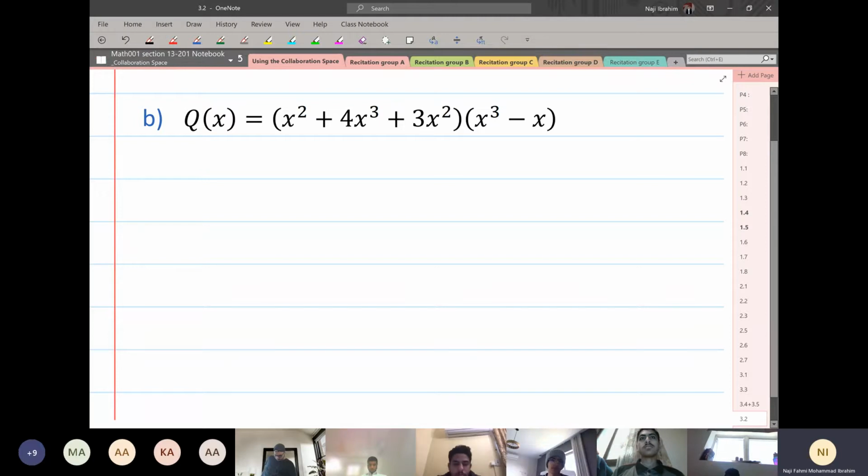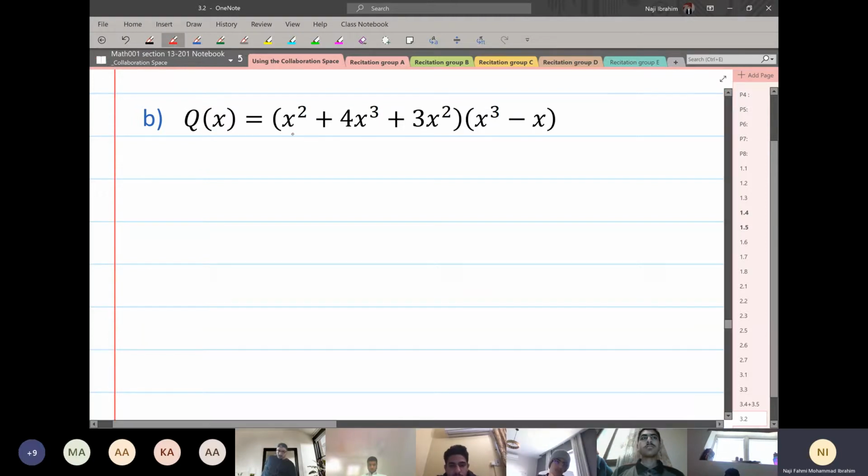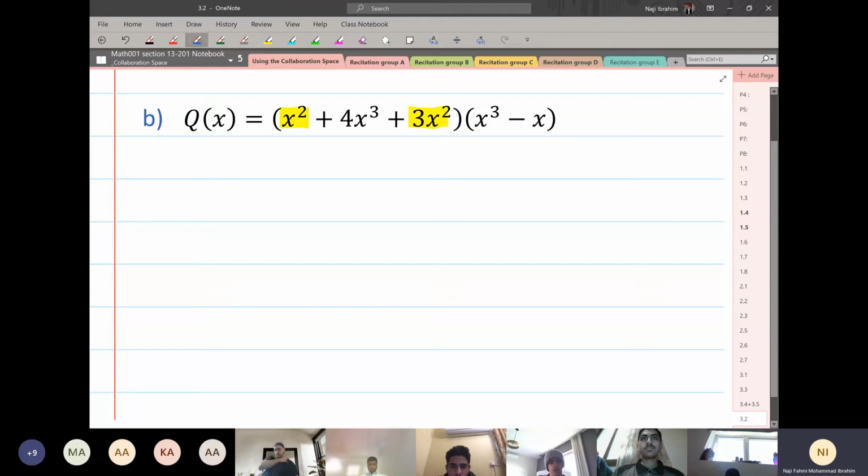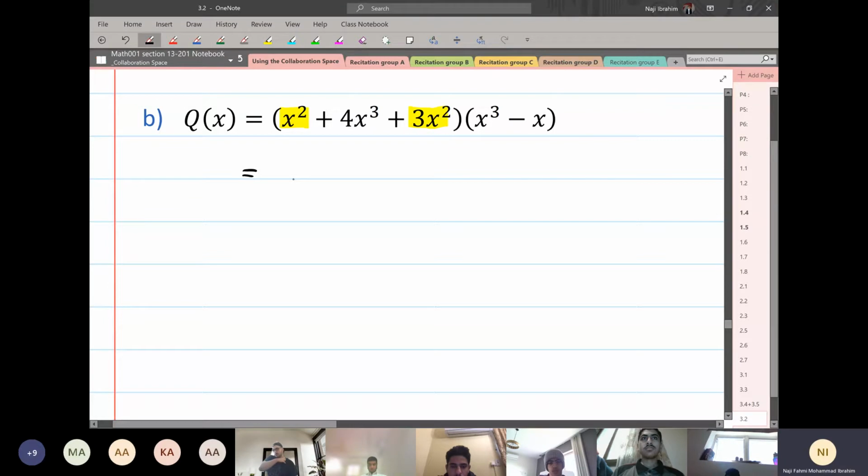First of all, what's inside each bracket, is it linear? Is this linear or not? No. So we have to make it linear by factoring. Now, can I add x squared and 3x squared? What do I get if I add them? I have 4x to the power 3 plus what? Plus 4x squared.